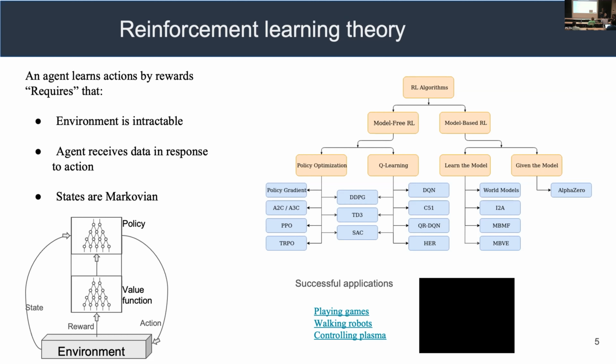You typically also have a value function, and the value function is a metric of how good is the policy or how good is the state that I'm in. It doesn't have to be a neural net. It can be. It can also just be some function. So that's the general structure.